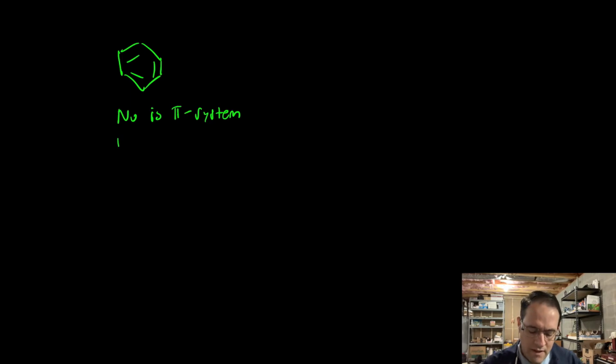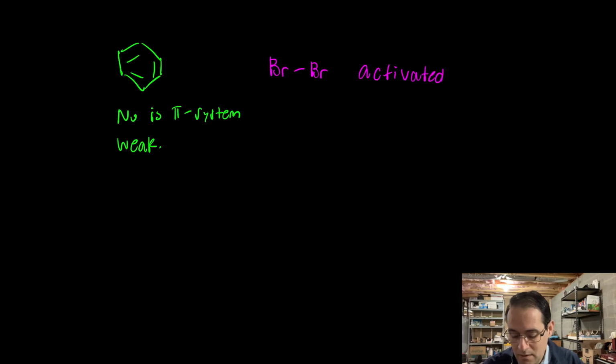Now, it turns out that it's very, very weak. And so to enhance its nucleophilicity, we need to make the electrophile more attractive for the nucleophile. So bromine just isn't polar enough. Bromine is a weak electrophile for this chemical reaction. So we need to activate it with iron tribromide, or iron 3 bromide.